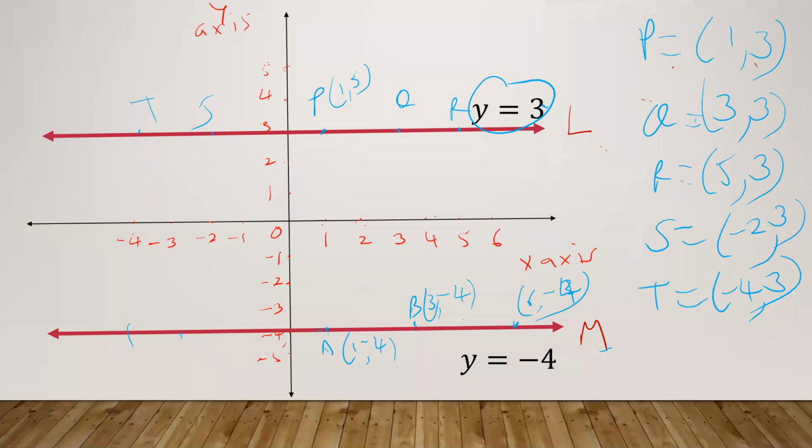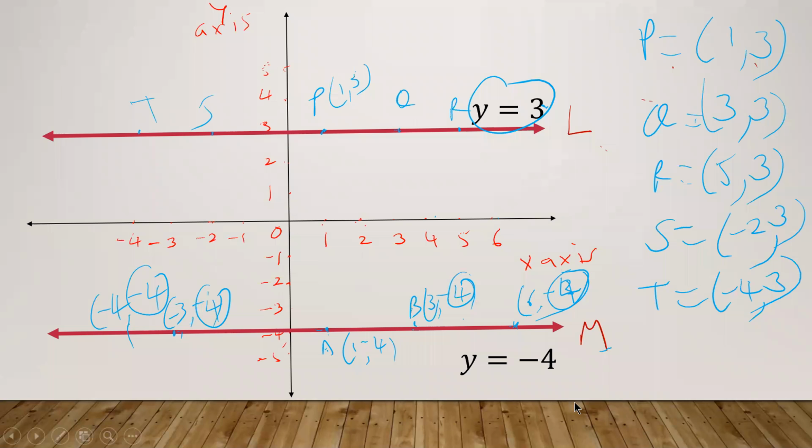Similarly here, let us take a point where x coordinate is -3, and y coordinate will be -4. Here x coordinate is -4, y coordinate will be -4. Look, everywhere the y coordinate is the same. On this line, whichever point you take, its y coordinate is the same, -4. So what is the equation of this line? It is y equal to -4.